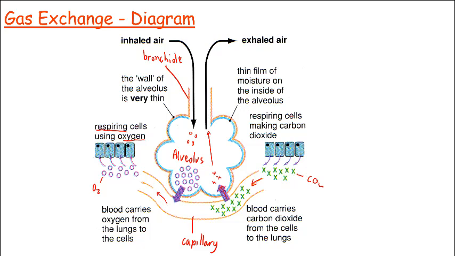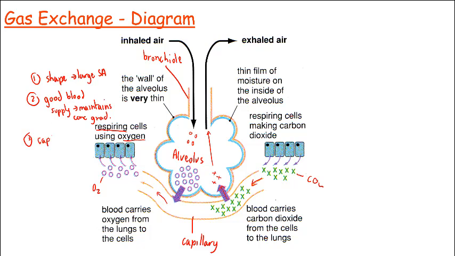Now, after that, we need to think about its adaptations. So, there's several adaptations we can see here of the alveolus. Firstly, we can see its shape, which gives us a large surface area. Second of all, there's a good blood supply, which is important because it maintains the concentration gradient, which we'll come back and talk about later on.